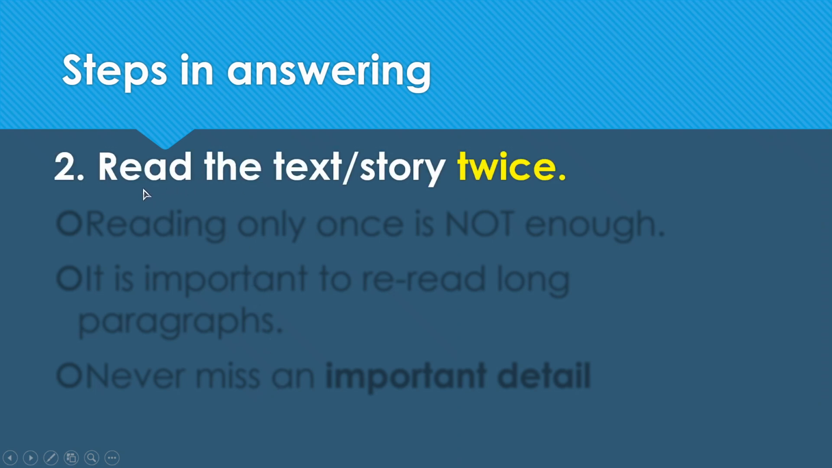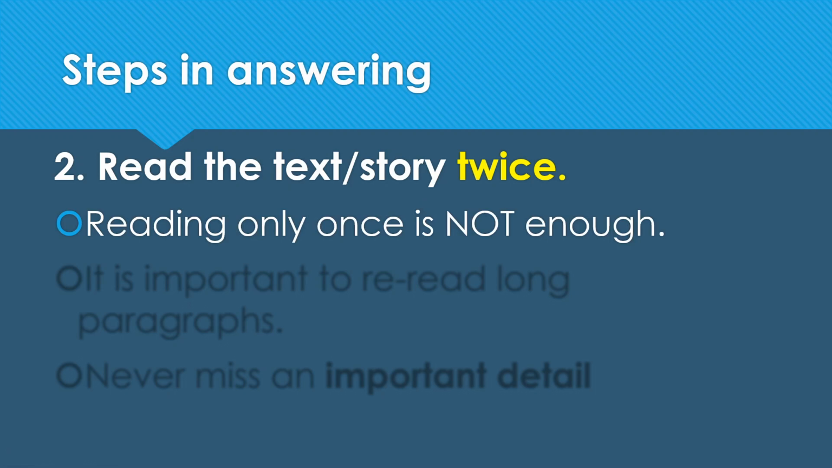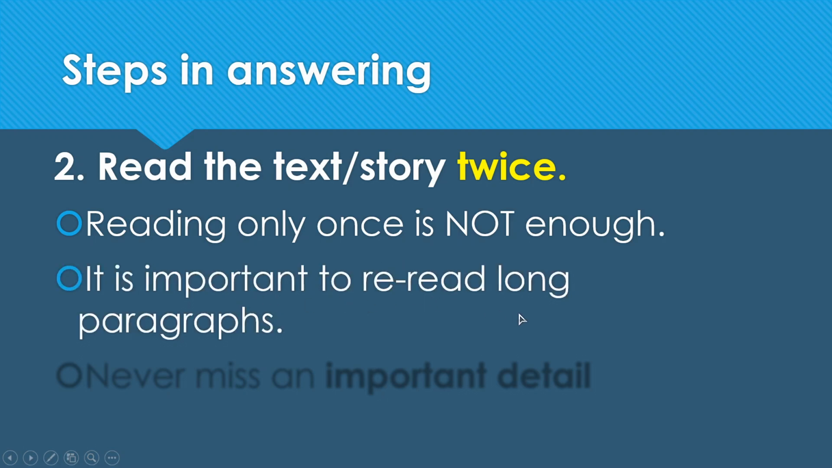The second step is to read the text or story twice. As I've discussed before in our classes, you need to read the story or the text twice, but not the whole passage. You're going to read only the important paragraphs. Reading only once is not enough. Even teachers, even people who are very good in English, need to read twice if they're answering reading comprehension questions.